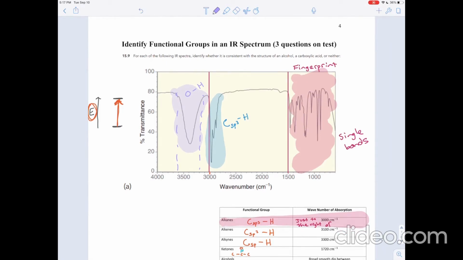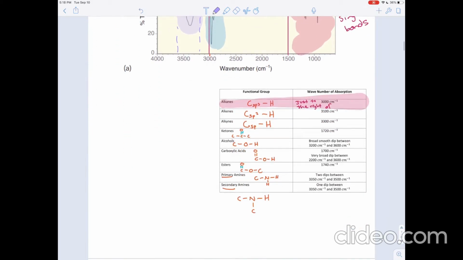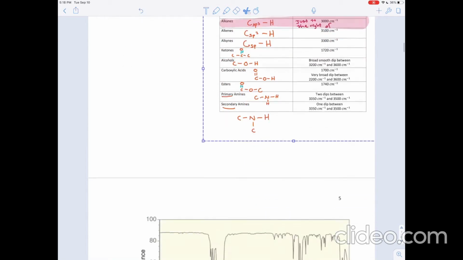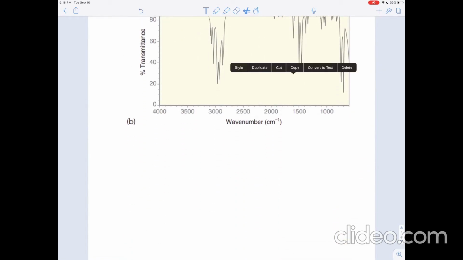So in this question, they're asking, in each of the following IR spectra, identify whether what you've got is an alcohol, a carboxylic acid, or neither. Here, we have an alcohol. Okay, we're going to use this little table. We're going to use this again in these other spectra.